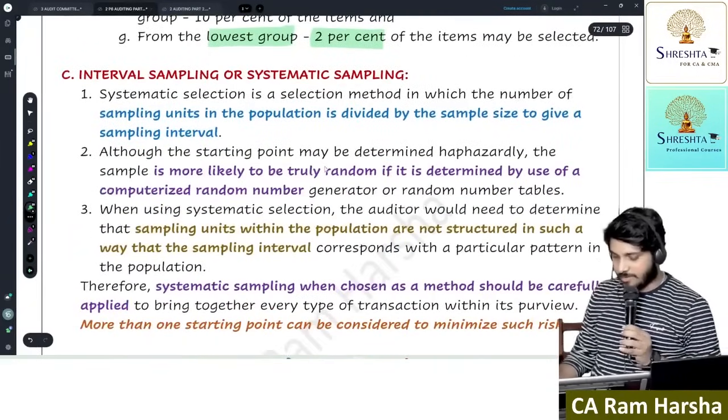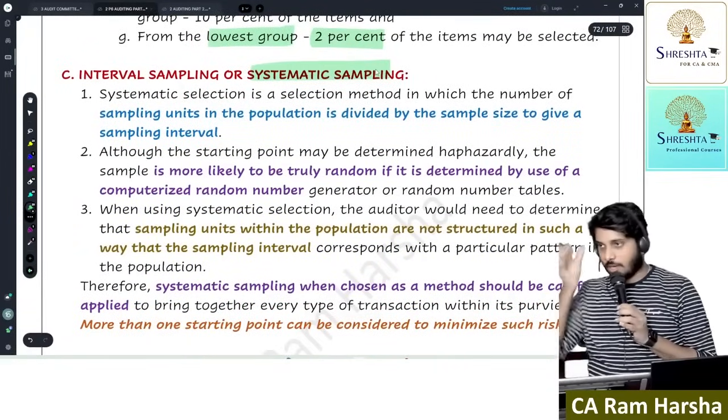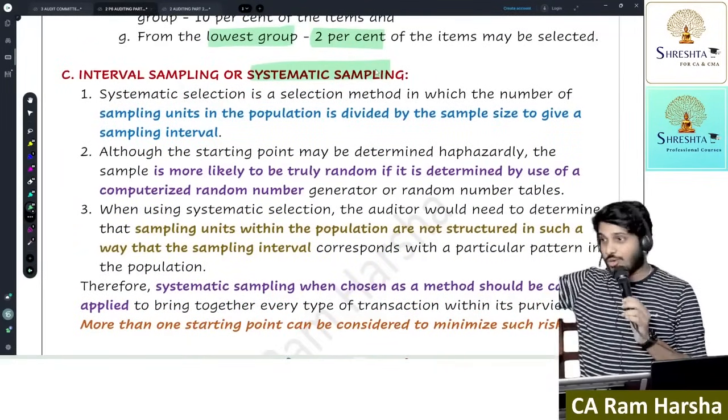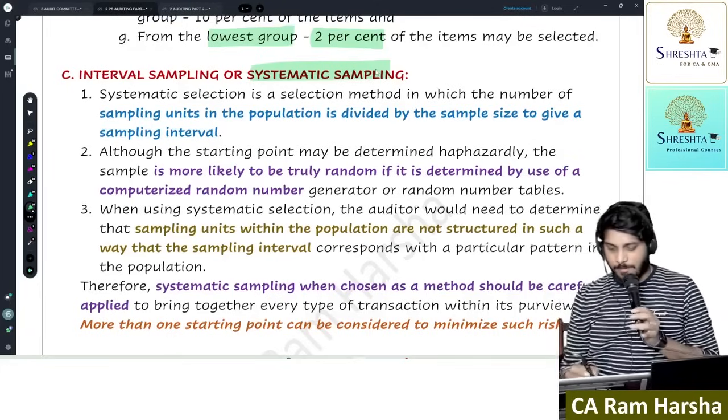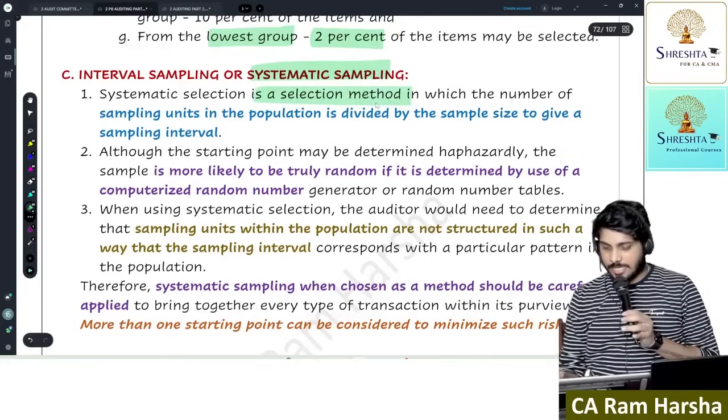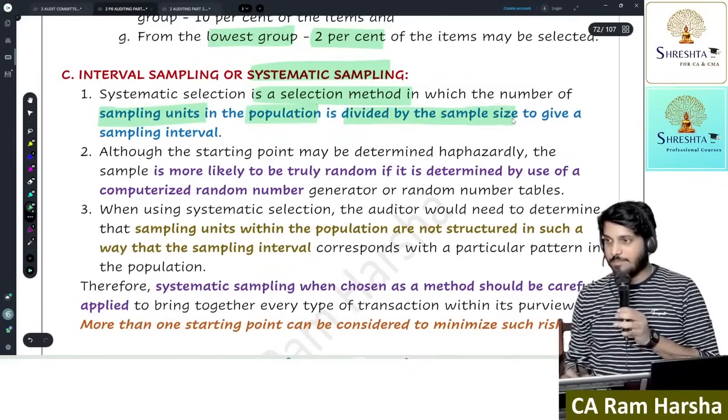Now, by the way, we still have some other methods. What is systematic selection or interval sampling? We divide 277 by the sample size of 20, which equals 14, the interval. What is systematic selection? It's a selection method where the sampling units in the population are divided by the sample size.